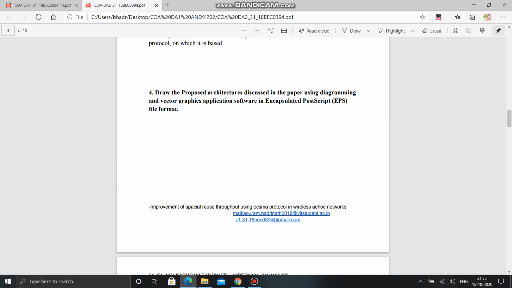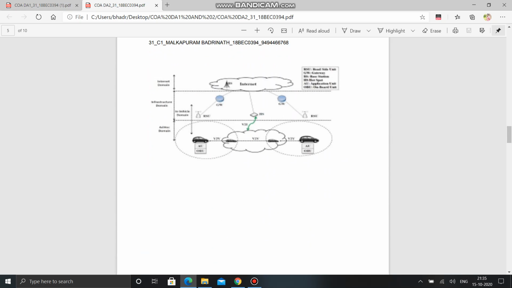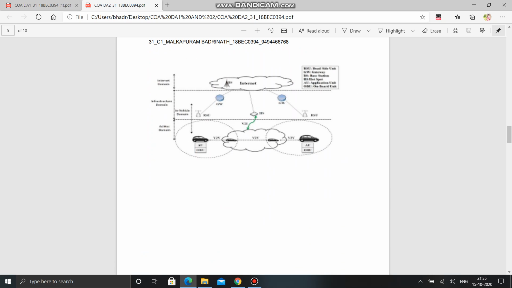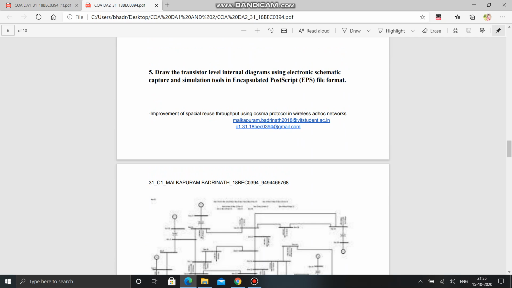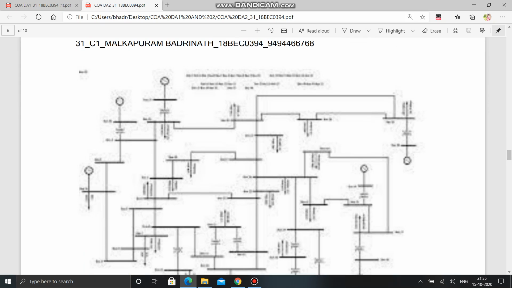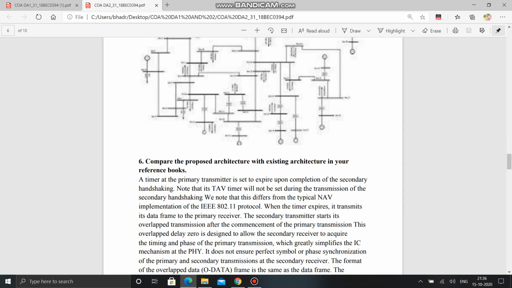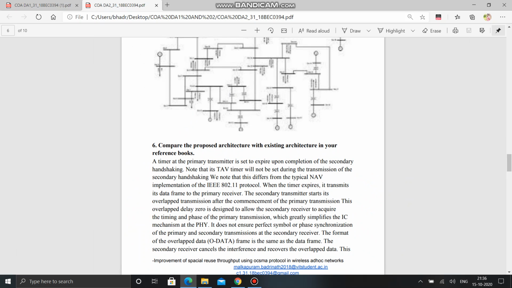And the fourth one asks for the proposed architecture discussed in the paper using a diagramming and vector graphic application software. So again, this is also drawn in separate software and given to the sir. Then transistor level internal diagrams using electronic schematic capture. So this is how it looks. And in the sixth question, we have to compare the proposed architecture with the existing architecture in the reference books. As per this, we have to compare the architecture that is used in reference books and our existing architecture.